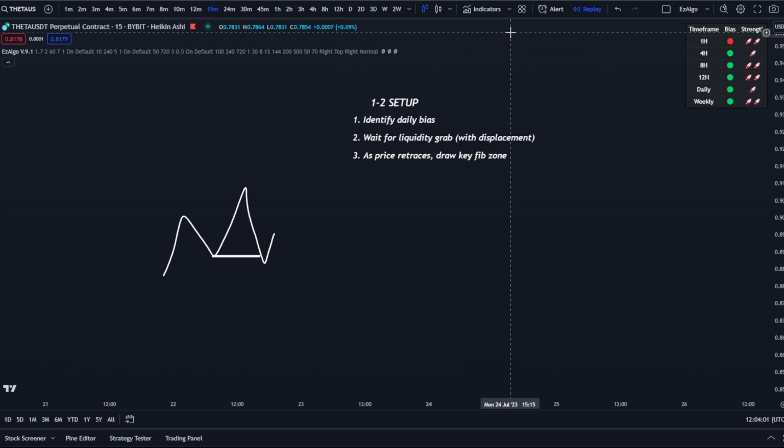Now, there's a few different ways to go about this. If you want to do something similar to the golden pocket, but you also want to get a slightly better entry, what you can do is set 2 limits, right?